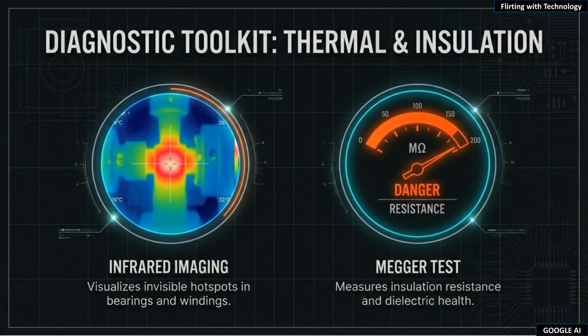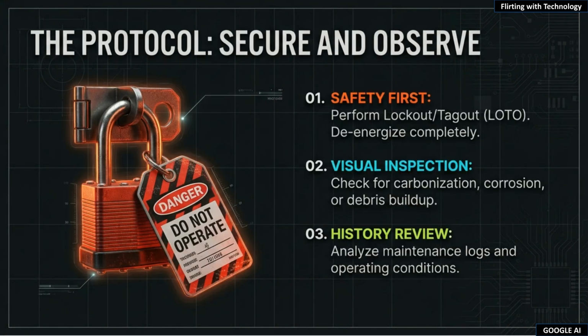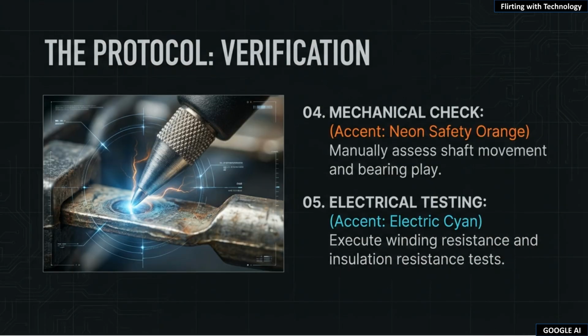Thermal and insulation diagnostics utilize infrared imaging to visualize invisible hotspots. The Megger test measures insulation resistance and dielectric health to assess risk. The forensic protocol begins with securing and observing. This involves safety first with lockout/tagout, a visual inspection for damage, and a review of maintenance history.